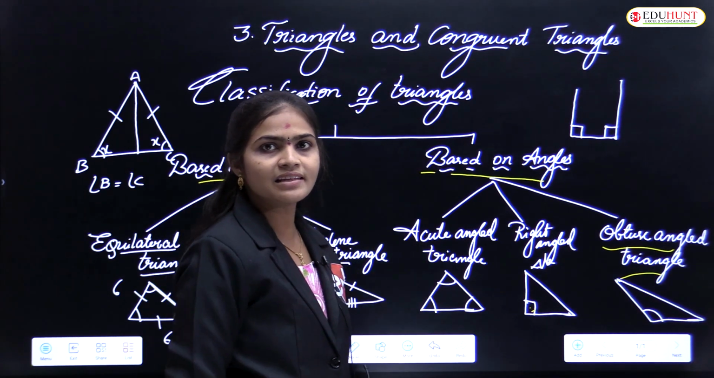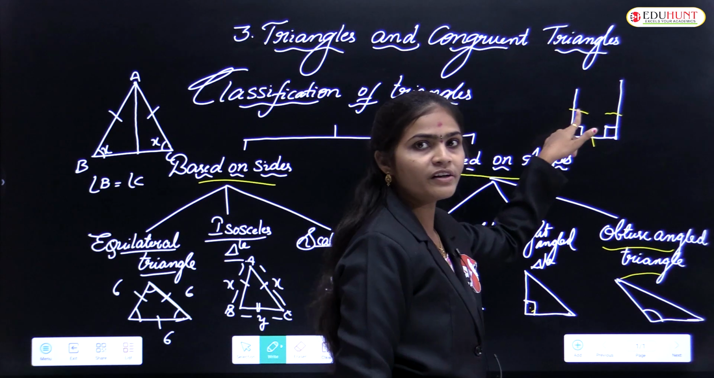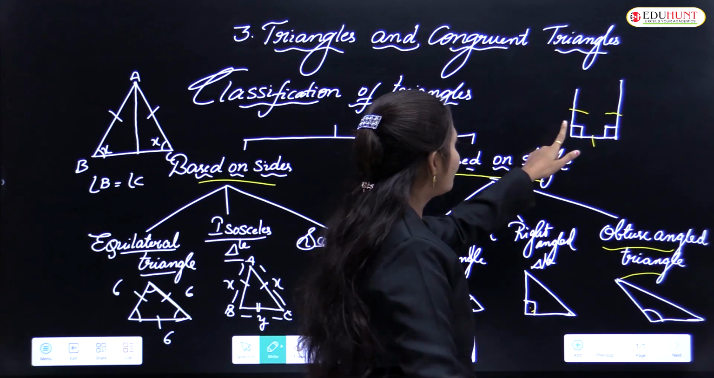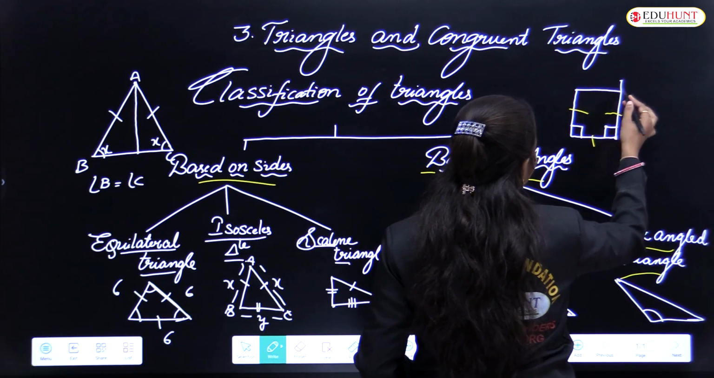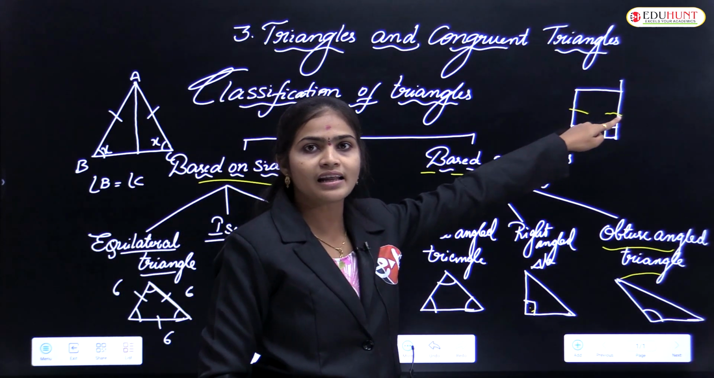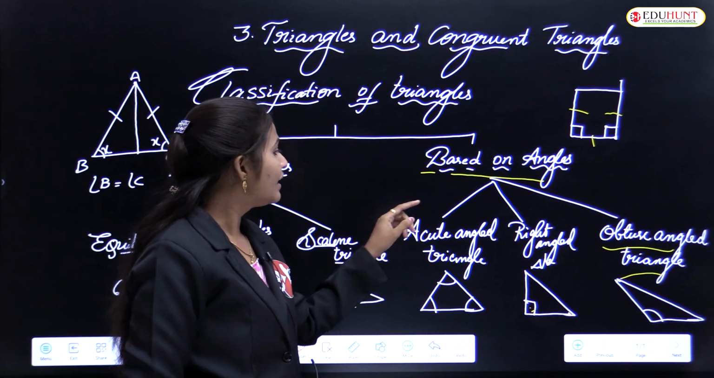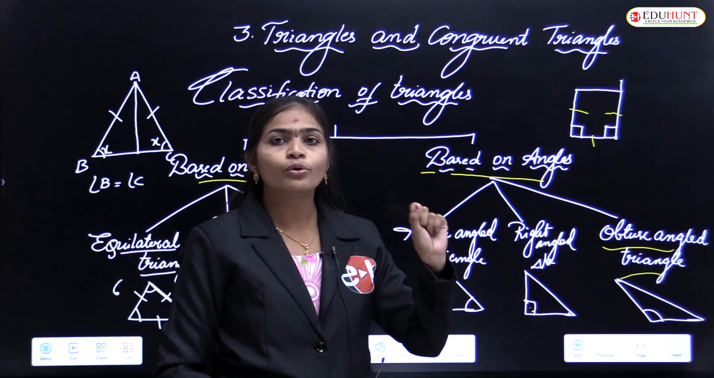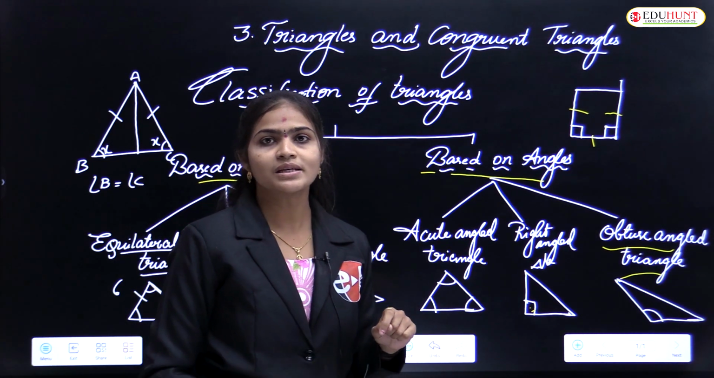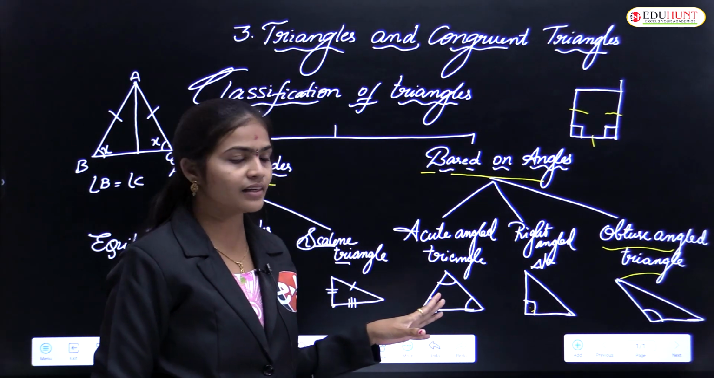Triangle means 3 line segments. So 1, 2, 3. But this is an open figure, not a closed figure. If you want to make it a closed figure, then you can observe 4 line segments. So that is not a triangle, that is a quadrilateral. That's why in a right angle triangle, only one right angle can exist.